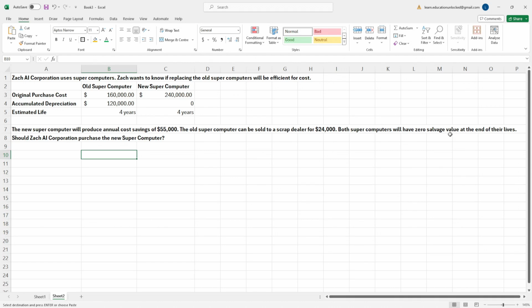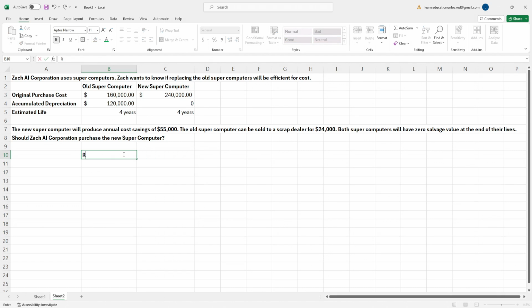What salvage value means is, at the end of their estimated life, so 4 years, how much can we sell the supercomputers for, or any machine? If it says zero salvage value, that means our supercomputers are worth nothing at the end of their 4 years. We can't sell it for anything. So, should Zach AI Corporation purchase the new supercomputers?